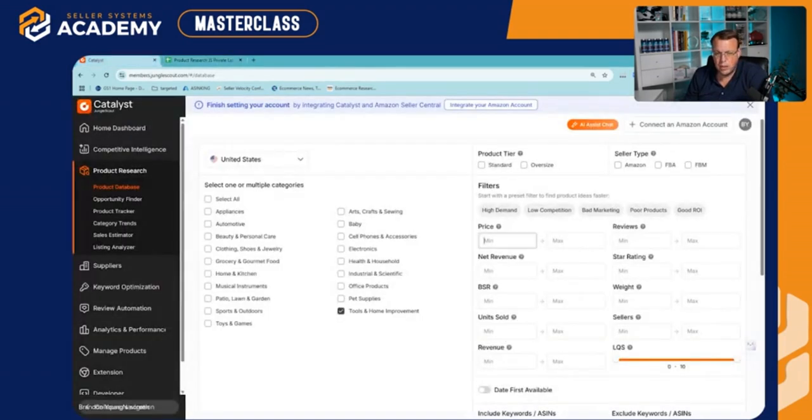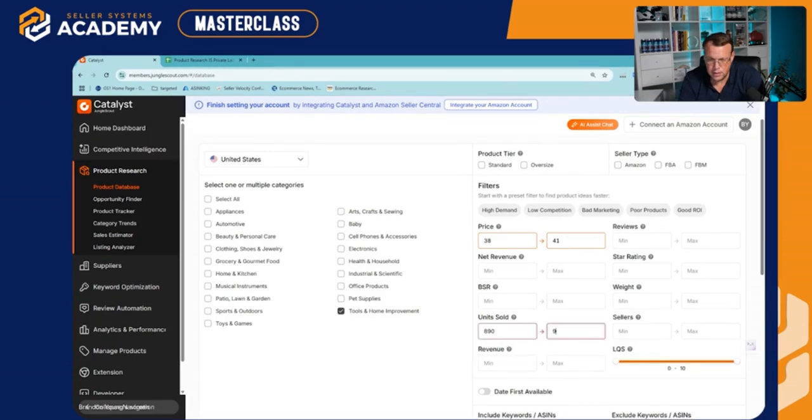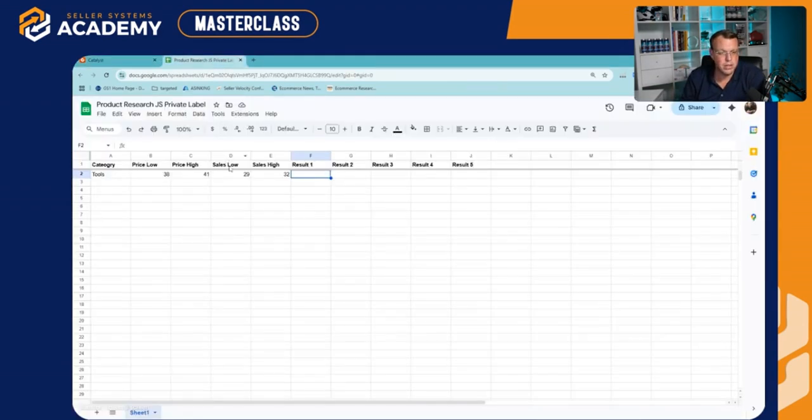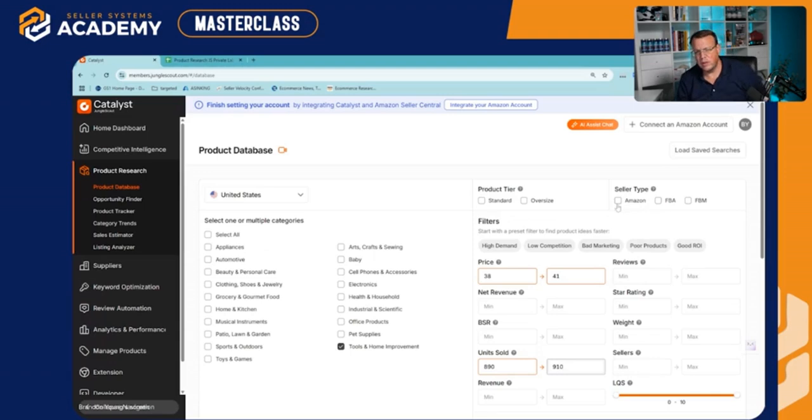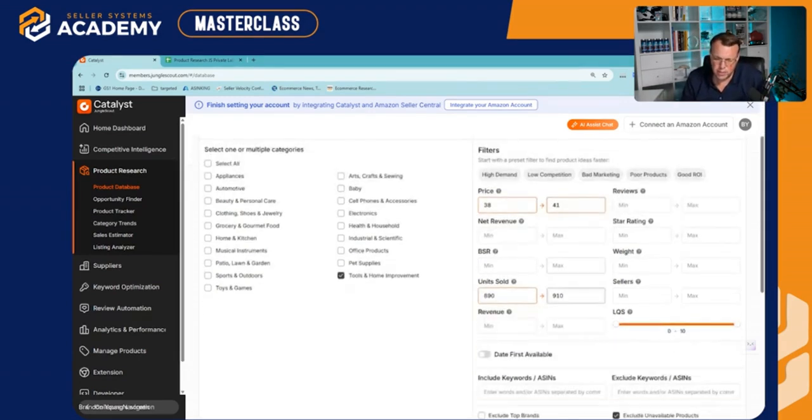So price point is 38 to 41. And units sold. Is this monthly or weekly? Monthly, okay. So monthly sold. So I need, what did I say? 29, so I'm almost 900. So I'm going to do 890 to 910. So let me switch my spreadsheet here. 890 to 910. And if this is too many results, I'll narrow it again. But this is where I'm at, right? I'm not worrying about really any of these others. The only other thing is you could do oversized or standard. I want to look at it all.